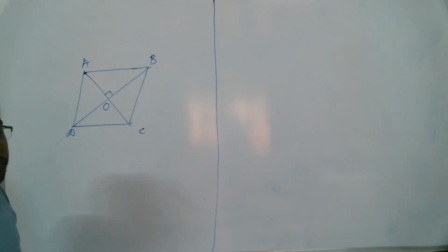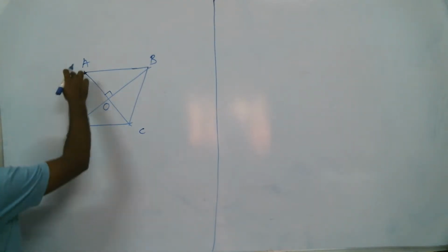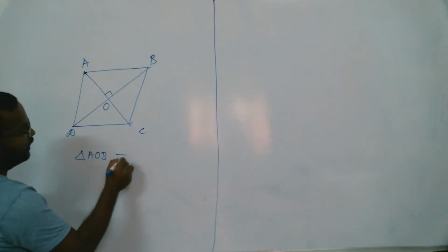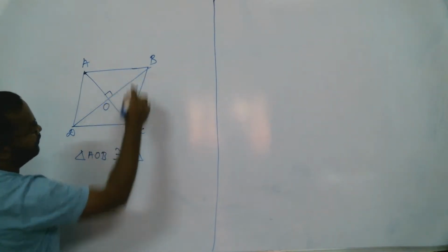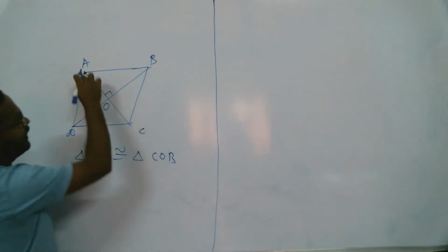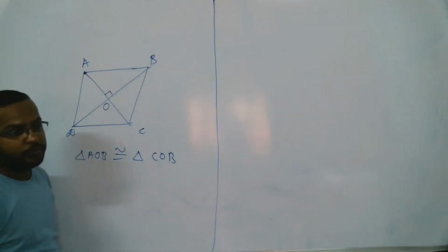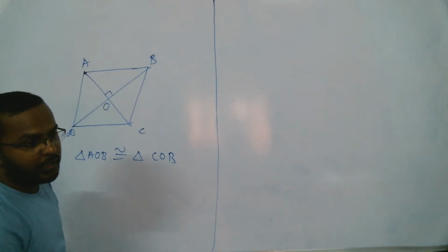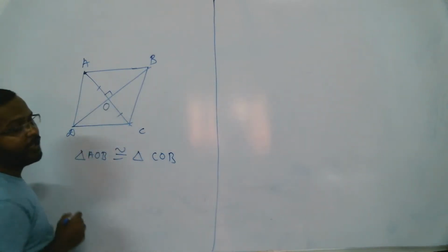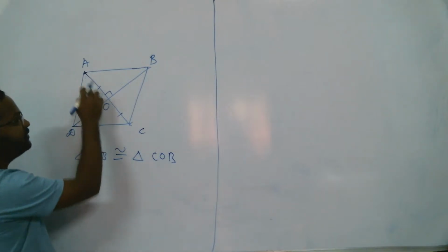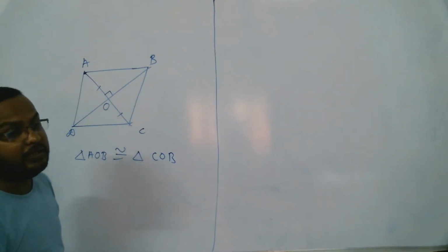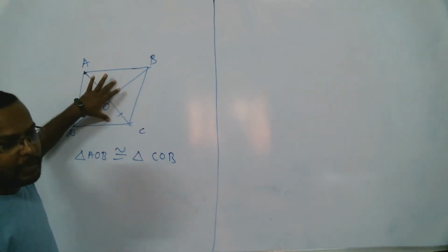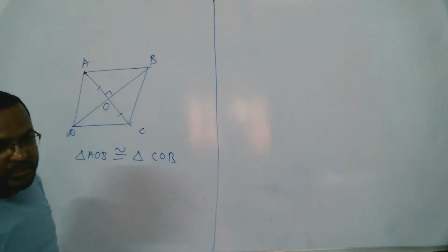So they are taking two triangles, that is triangle AOB and triangle COB. They are proving these two triangles as congruent. How can we prove these two triangles are congruent? Because these two are equal. Why are they equal? Because this is the diagonal, and the diagonals bisect each other in a parallelogram. A rhombus is also a parallelogram. Here also these two are bisecting each other.